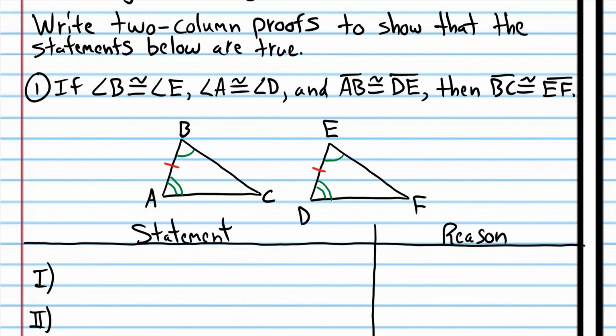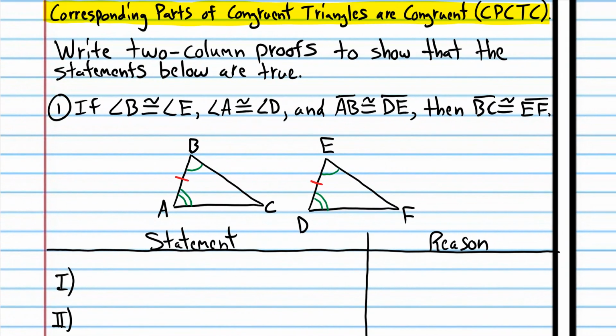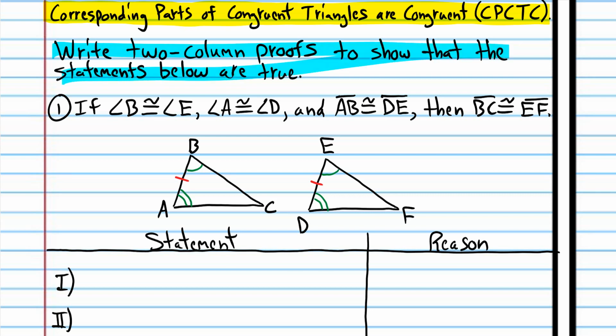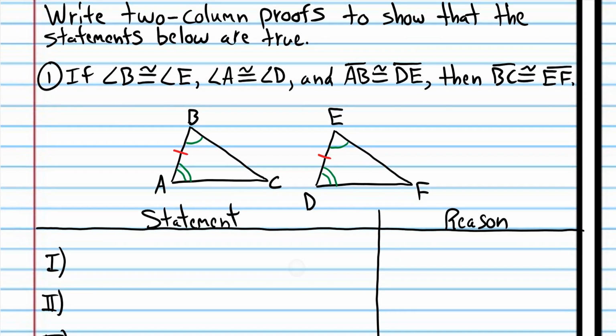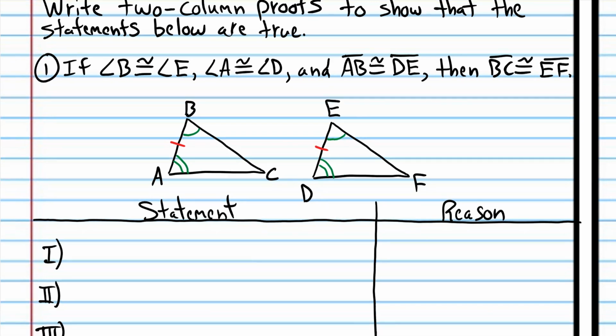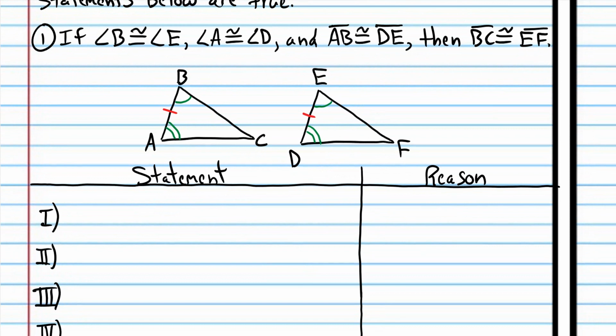So we're going to do some proofs to demonstrate how CPCTC works. It says write two column proofs to show that the statements below are true. Now remember, I told you that proofs are a huge part of geometry class, and you're probably starting to realize why that is. We just keep doing more and more proofs. So let's get started with our first problem.